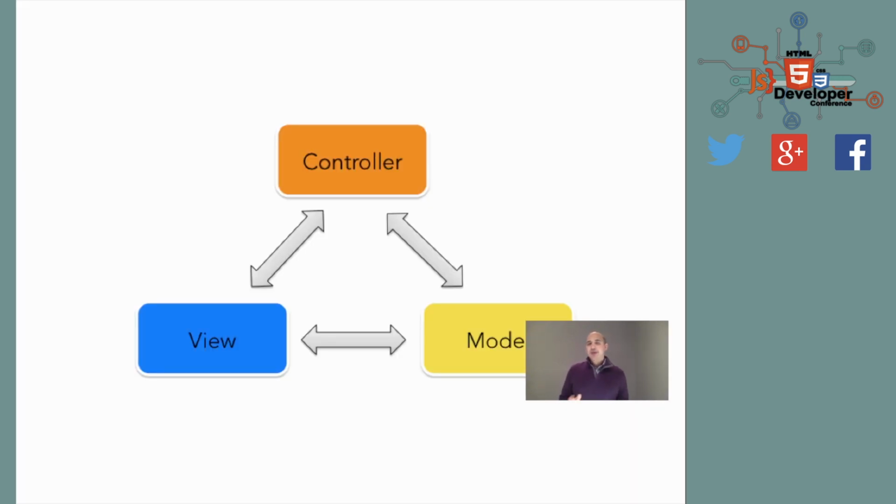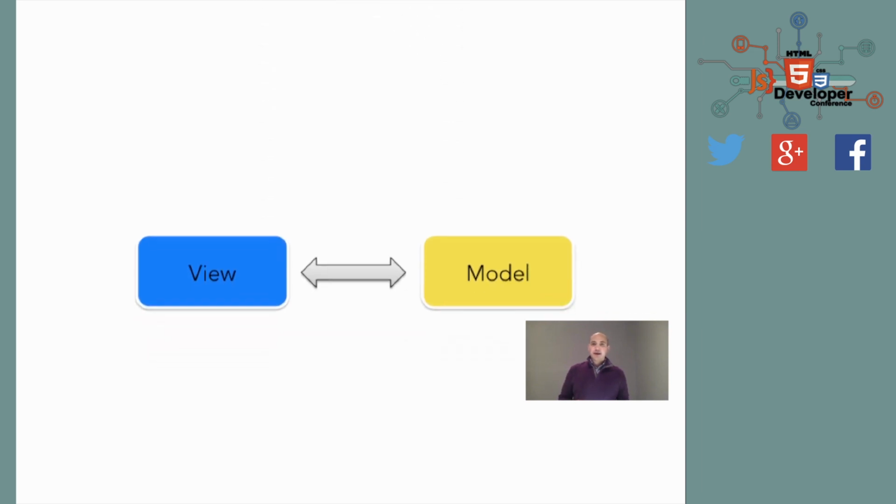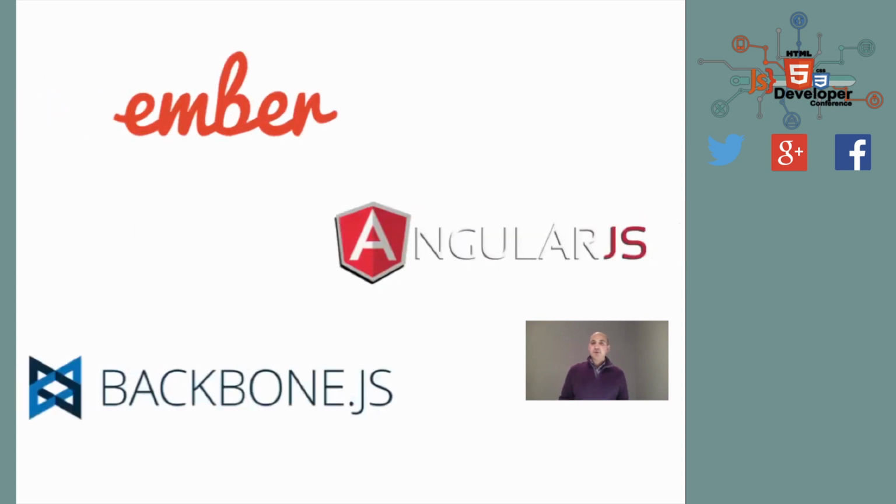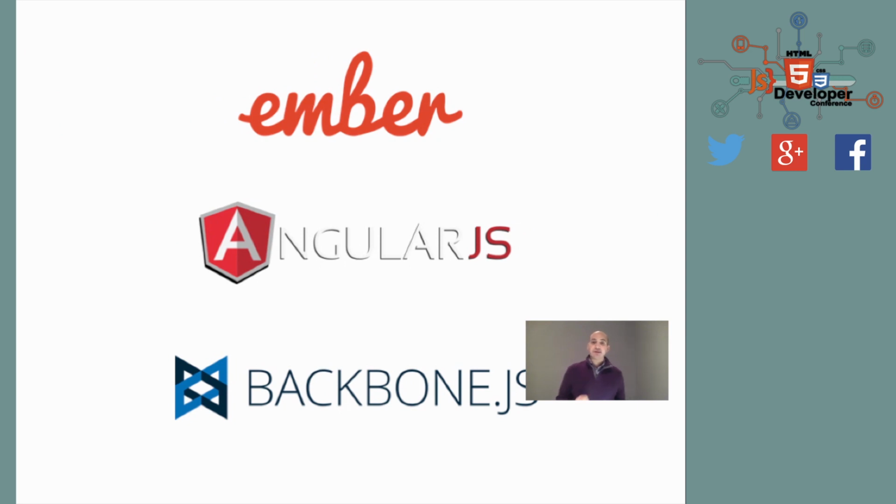Now, I know there's a lot of folks out there who use an MVC framework. Today I want to focus on one particular part of the MVC triangle, and that's the model and view. Now, a lot of people out there use frameworks like Ember or Backbone, and all of these different frameworks have different approaches to doing model-view synchronization. And none of them has really won out. They all have their benefits and drawbacks.